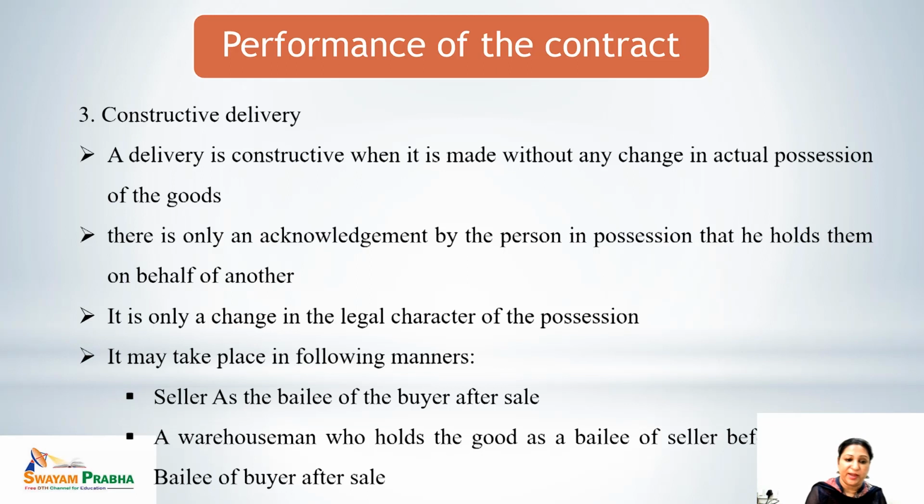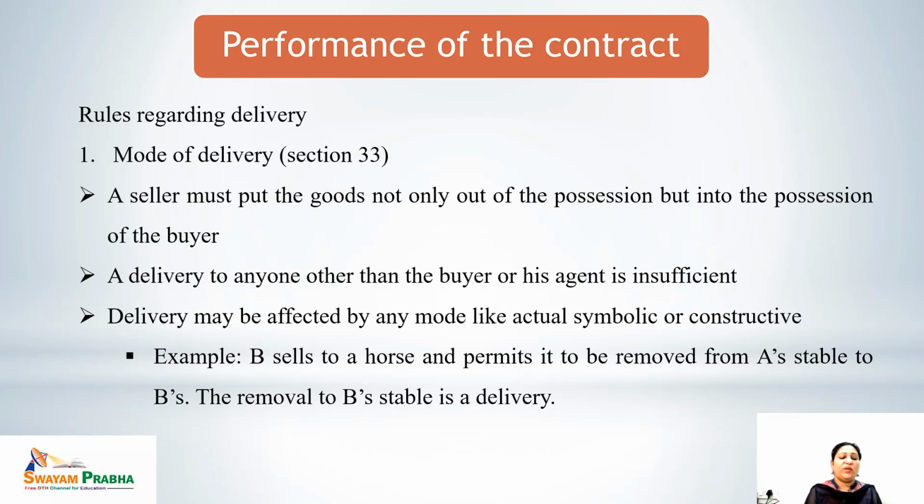What are the rules regarding the delivery of the goods? 1. Mode of delivery under section 33. A seller must put the goods not only out of his possession but into the possession of the buyer. It's very important. It is not enough that the seller is delivering the goods.